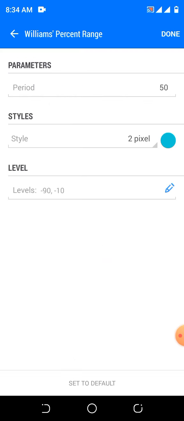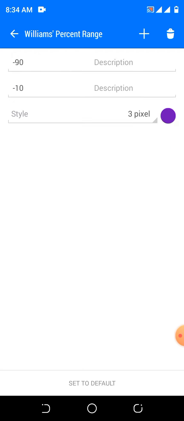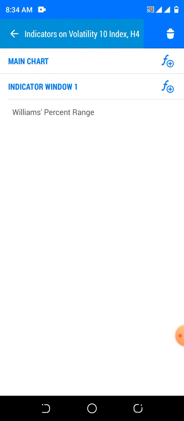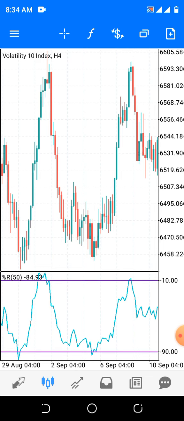This is what the period is: 50. For style, choose a color of your choice. Now when you come to the levels, the first one is minus 19, the second one is minus 10. That is all you need to trade a market in a ranging state perfectly correct.